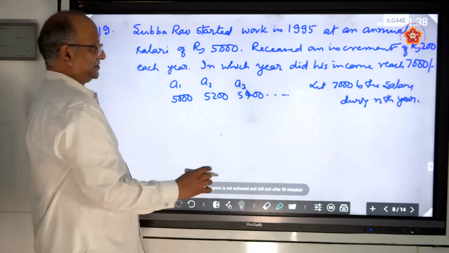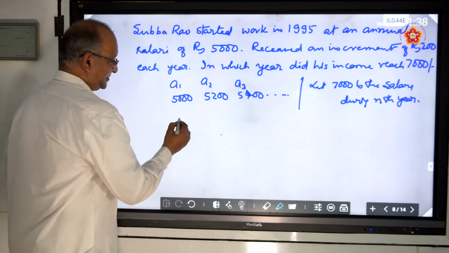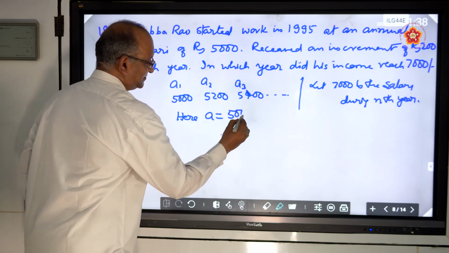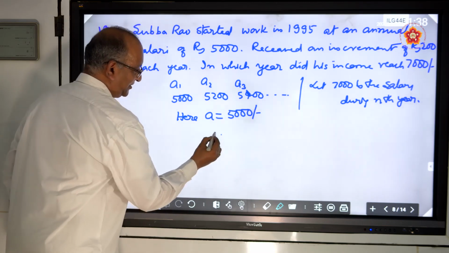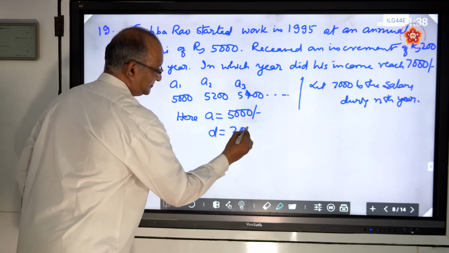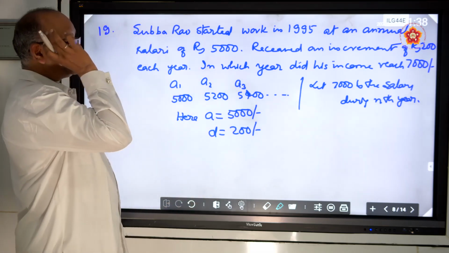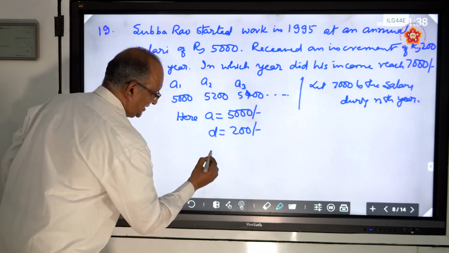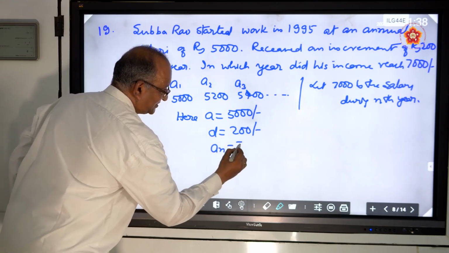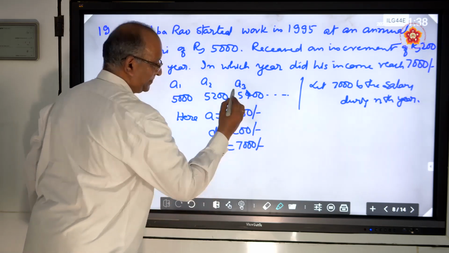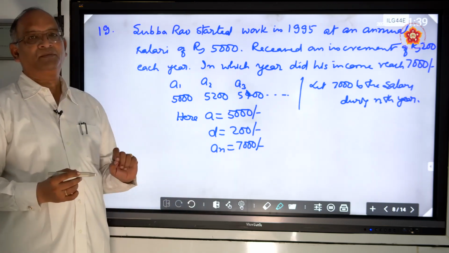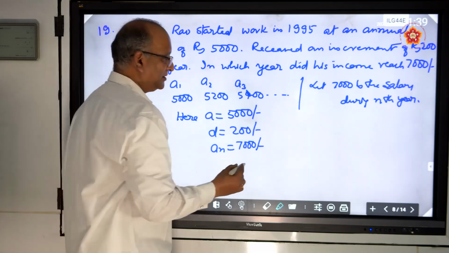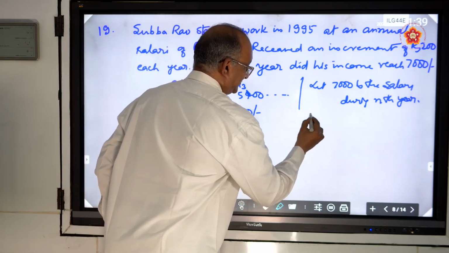Let us solve this question. Here, the value of a is 5,000 rupees. Common difference is 200 rupees. And 7,000 is what we are assuming his salary will be during the nth year. So we can also say that an is equal to 7,000. So what is unknown? n is unknown. We want to find out n. So use the same formula.